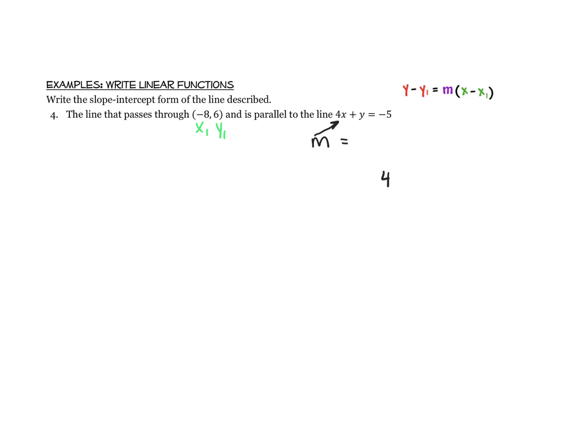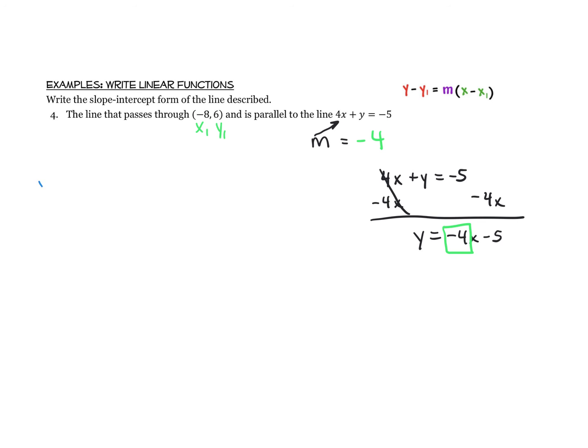So over here, I'm just going to isolate y. 4x plus y equals negative 5. We're going to subtract 4x. We get y equals negative 4x minus 5. And that's all we need to do because y doesn't have a coefficient. So we look to see what is the slope. It is negative 4. So that means we're going to use negative 4 for our slope. And then we're going to use negative 8, 6 for our x1, y1.